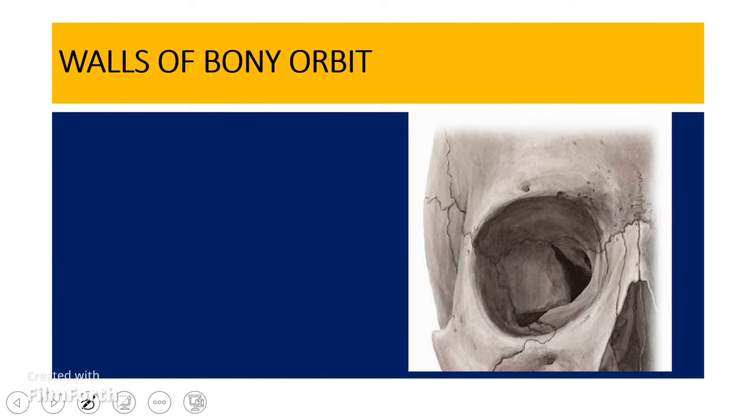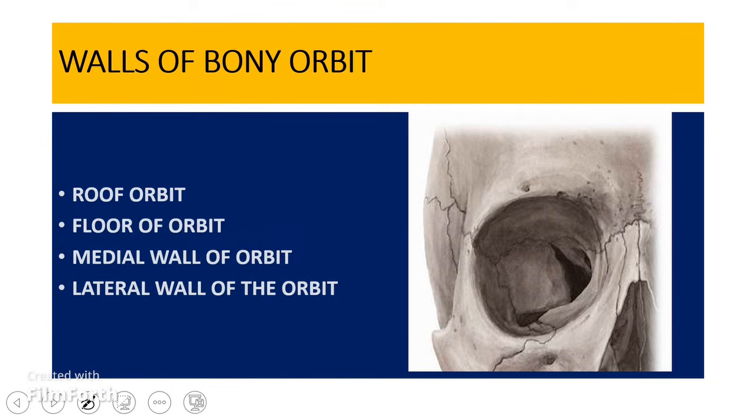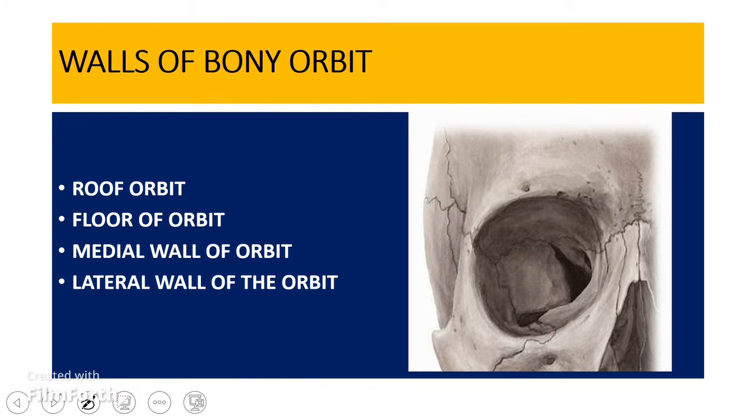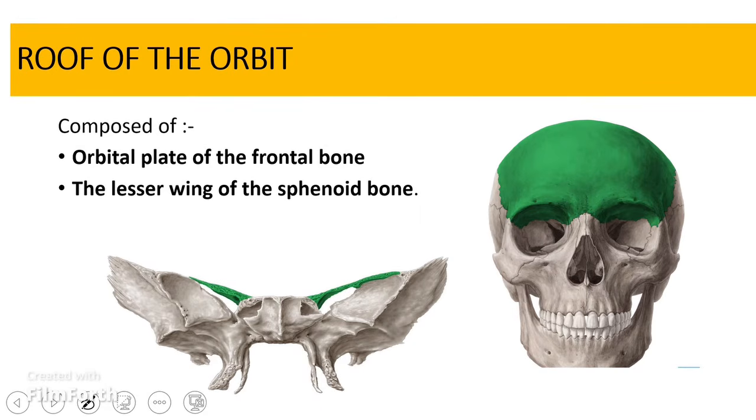Coming to the walls of the bony orbit properly, as I told you, the walls are the roof, the upper or superior portion of the orbit. Then the inferior portion is called the floor of the orbit. Then we have a wall which is present inside, towards the nose, and that is called the medial wall of the orbit. And then we have another wall which is present laterally, and that is called the lateral wall of the orbit. First, let us talk about the roof of the orbit.